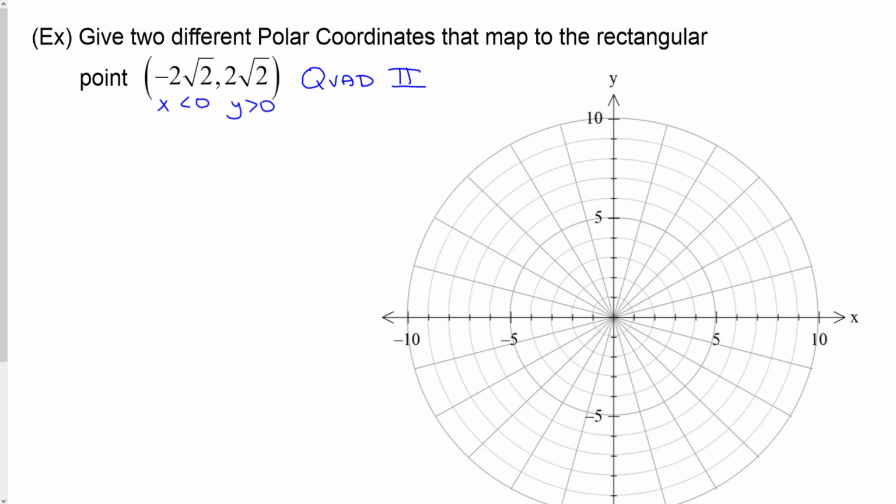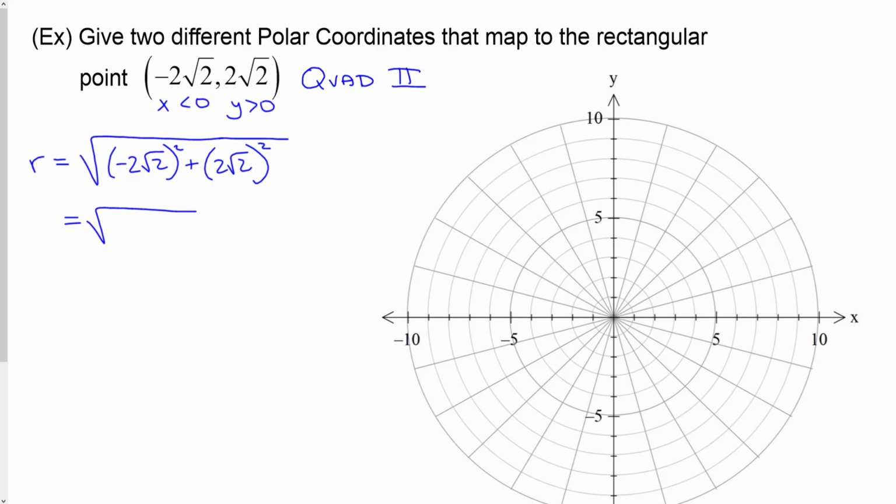Now, we need to figure out r and theta for this. So the radius, we just take the square root of the squares of the x and y values added together. So if I take -2 √2 and square it, negative 2 squared is 4. The square root of 2 squared is 2. So it's really 4 times 2, which is 8. So 2 root 2 squared would also be 8. So this is the square root of 16, which is 4. So the radius of this point is 4.